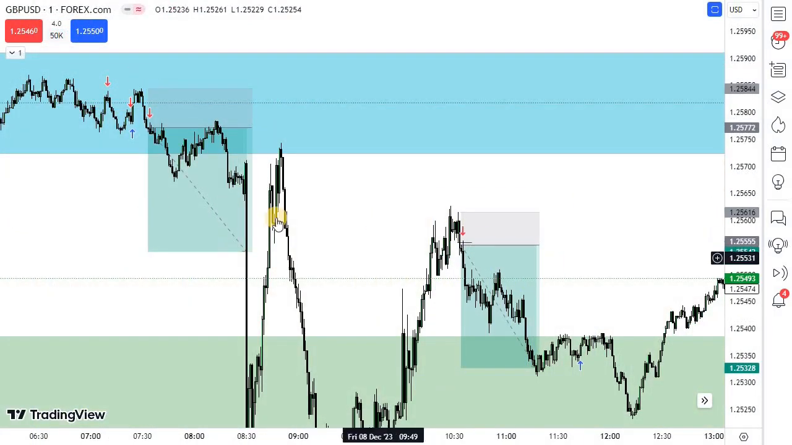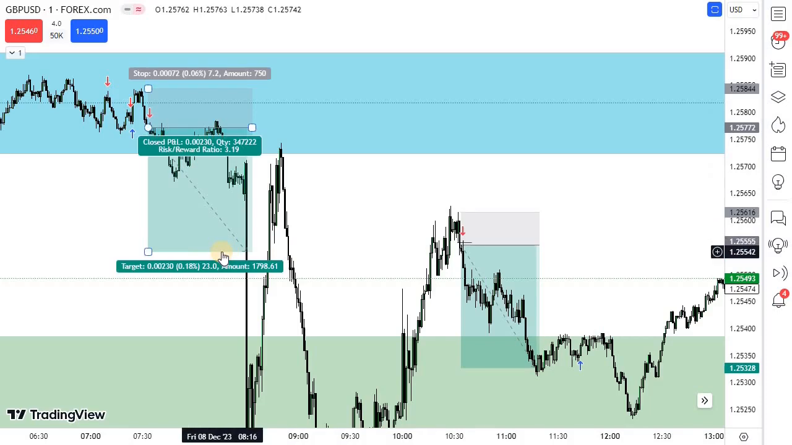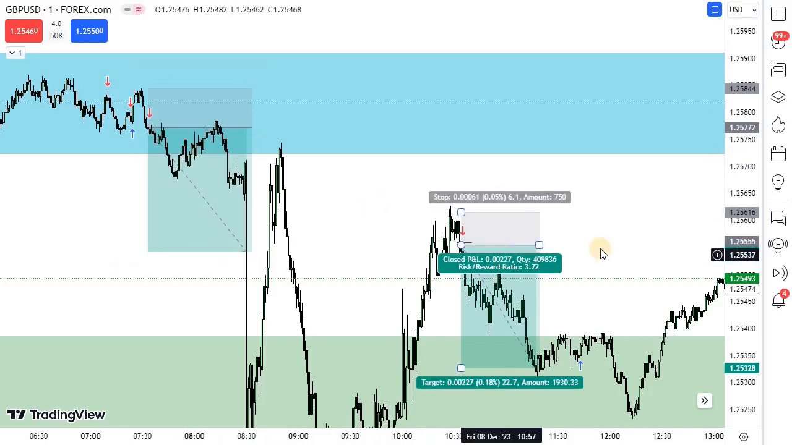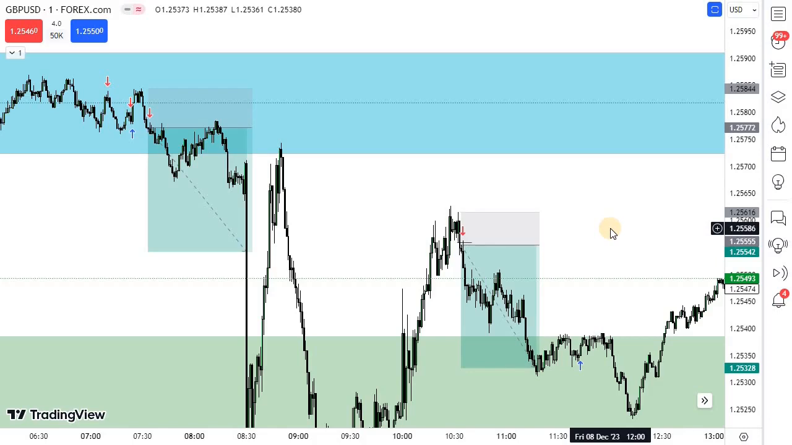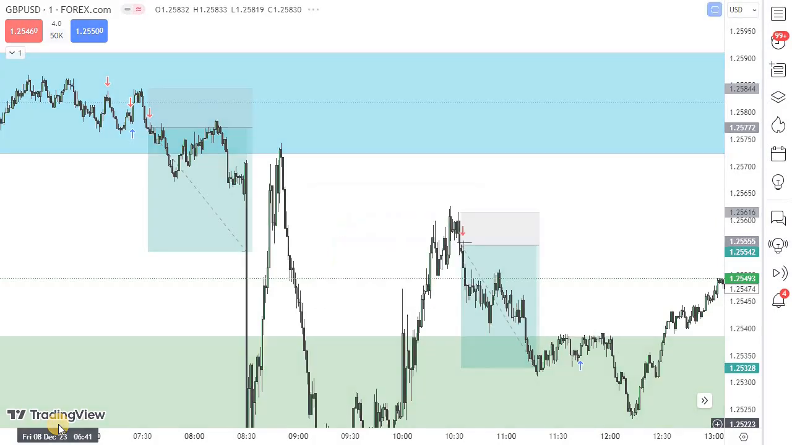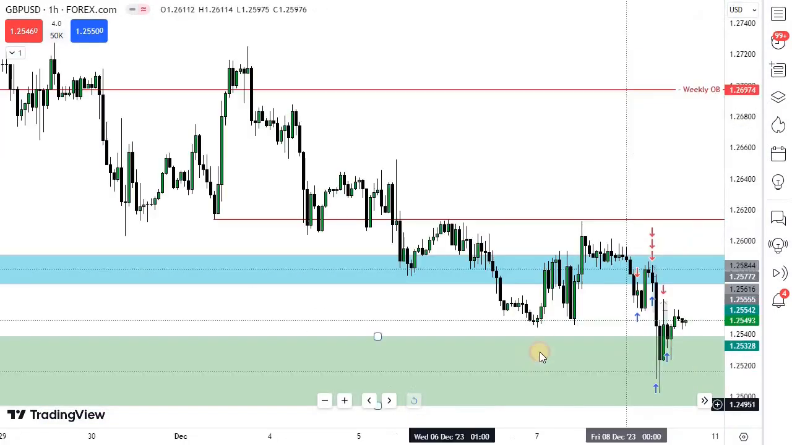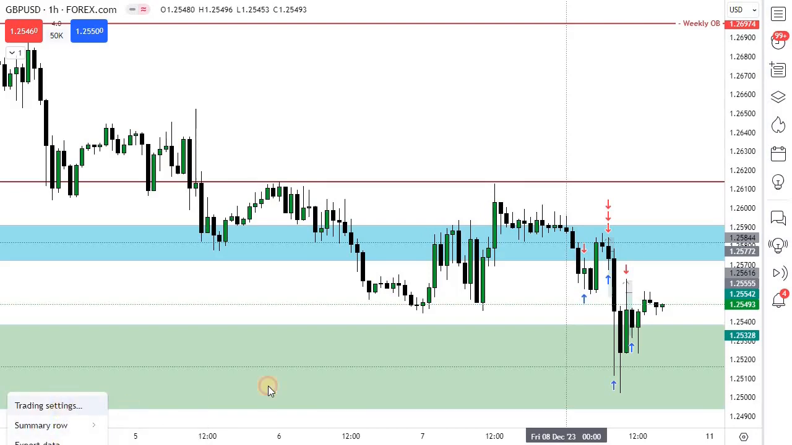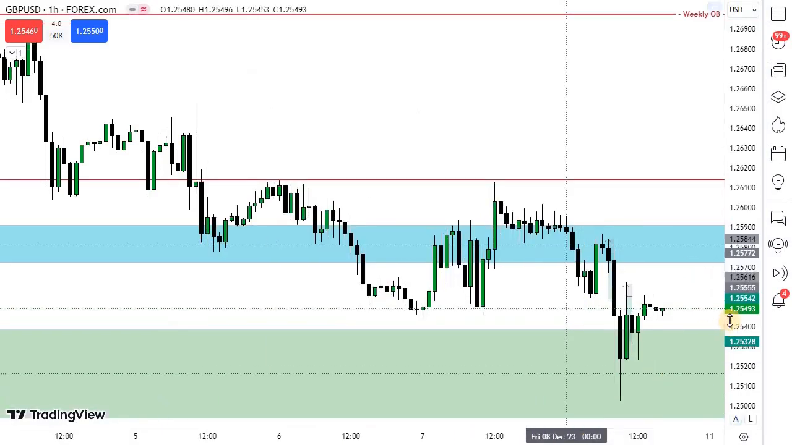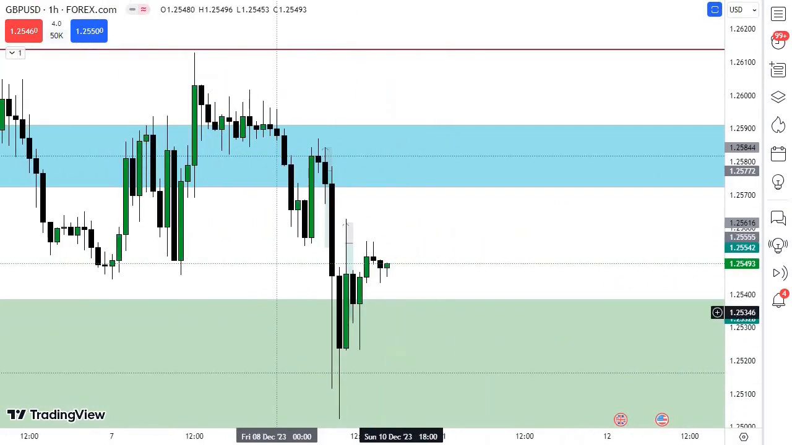So here are the trades I took on GBP USDT, and both trades were above 3 hours. Let's break down the strategy behind these two trades. I'm gonna start with a 1 hour chart again, because there's nothing much on the weekly or daily, because I already told you that we are bearish on currencies this week. So on the 1 hour chart, let's hide the execution first. What can you see?